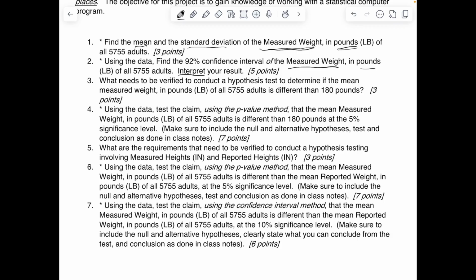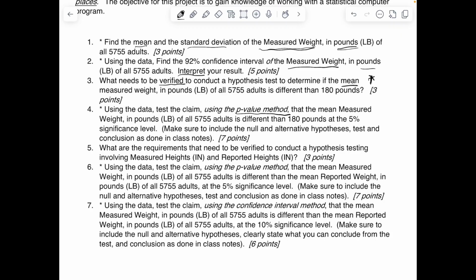So really quick, this is not asking you to actually find it. It's just asking for what needs to be verified for finding the mean measured weights and being different than 180 pounds. So definitely go back and look at when we did hypothesis testing for a single mean, which would be in chapter 8. Number 4 says using the data, test the claim using the p-value method.